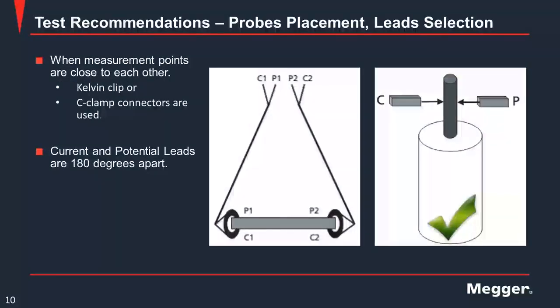Okay, and also there is a proper placement like this when the measurement points are close to each other. In that situation you can use the Kelvin clamp or C clamp connector, where the current and potential probes are 180 degrees apart. This is 180 degrees apart. So this method also does not influence the measurement, and you will get an accurate measurement with this method.